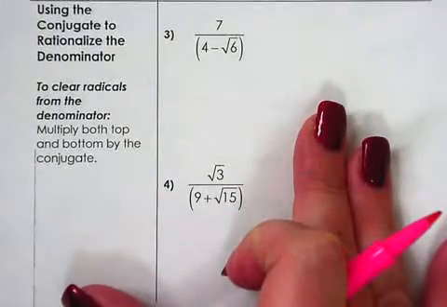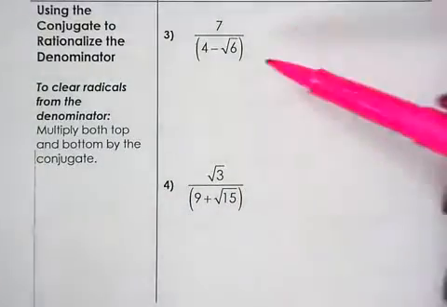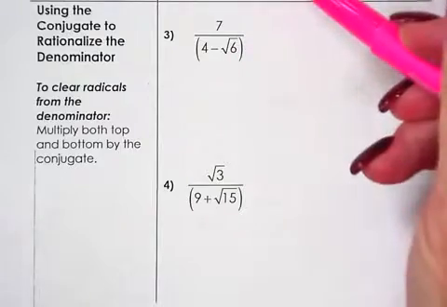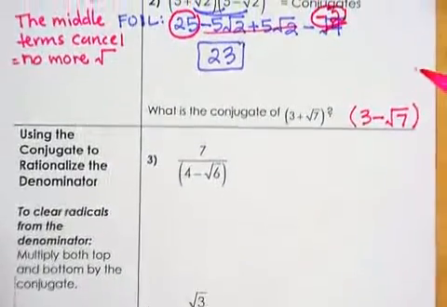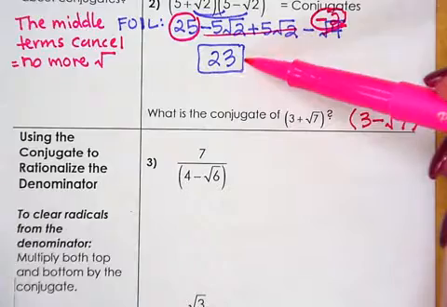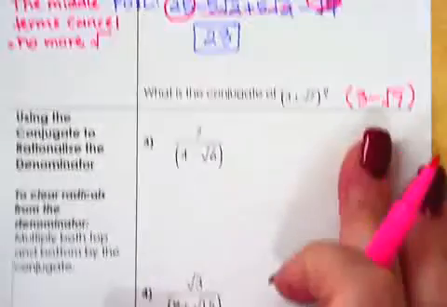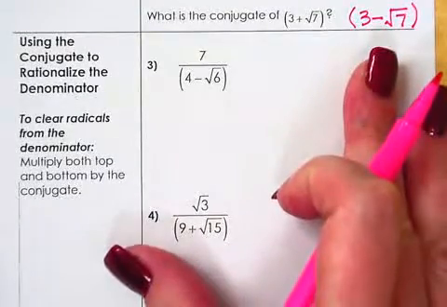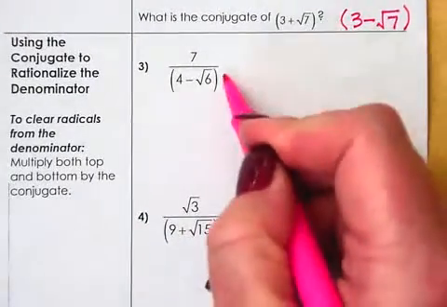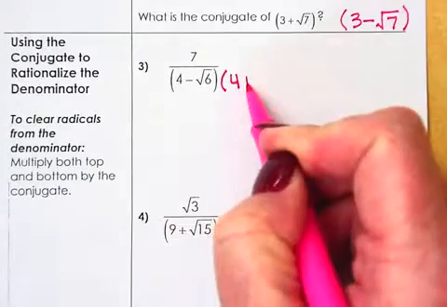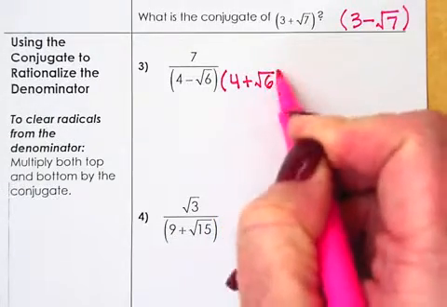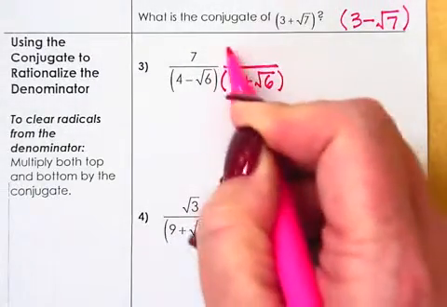So the first example, in order to rationalize and get this to reduce down just like we had up here, we can use the conjugate because it got rid of that radical sign. So we're going to go ahead and do the same thing for number 3. We're going to multiply by the conjugate of the denominator, 4 plus the square root of 6. But whatever I do to the bottom, I have to do to the top.